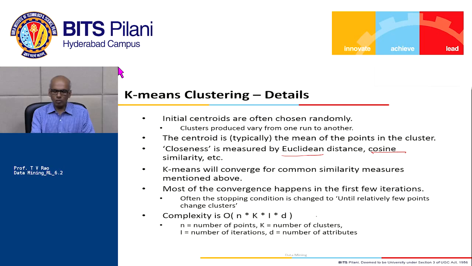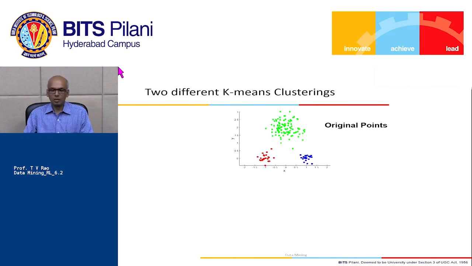When it comes to the complexity of the algorithm, it is linear with respect to each of n, k, I, and d. That is the number of iterations, the number of attributes, then k, which is the parameter given for the clustering, the number of clusters, and then the number of data objects or points. So in that sense, this is a relatively efficient algorithm.